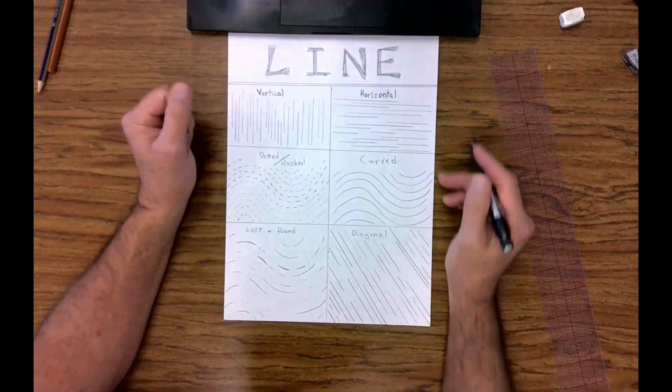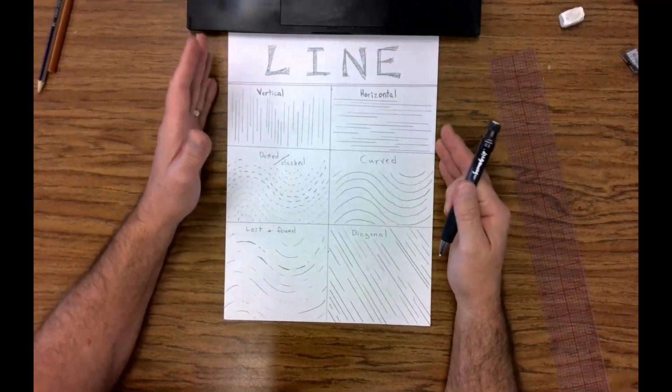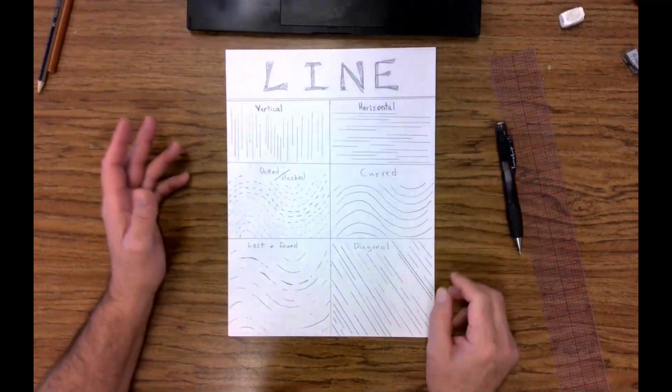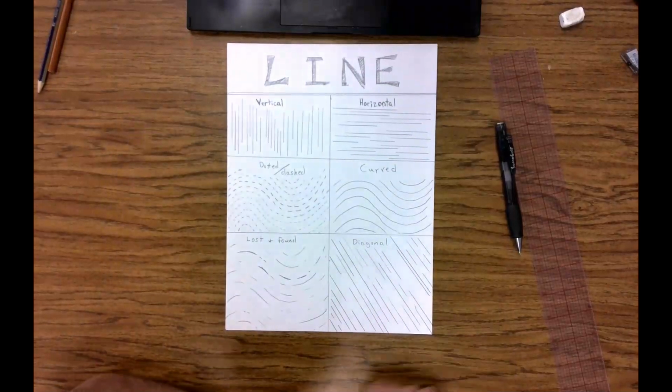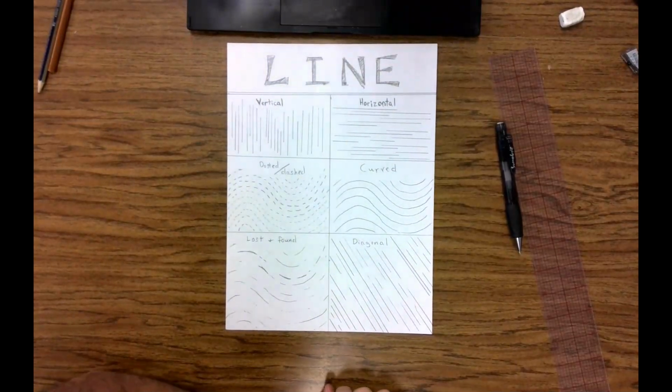That's kind of it for the making of the poster, the little mini poster that explains about the types of lines that we have available for use in the elements of art.